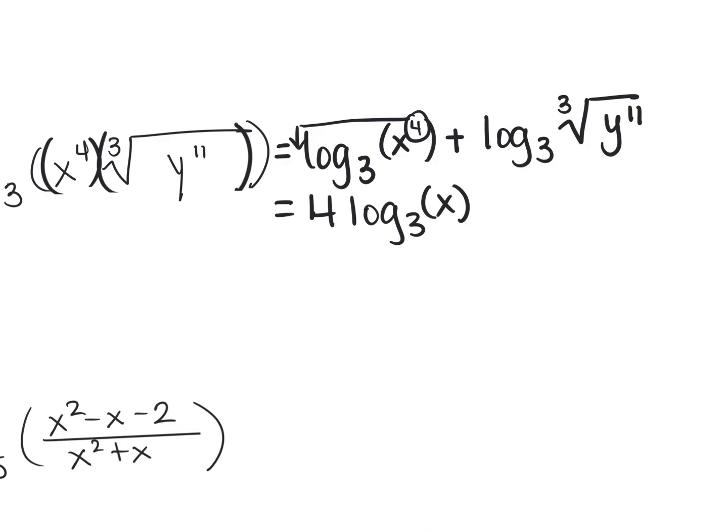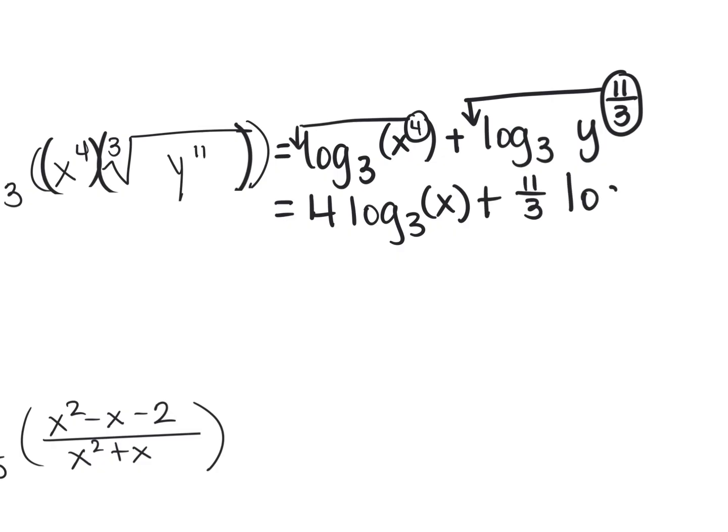Now, what I am going to do is with y to the 11th under the cube root, I'm going to change that into y to the 11/3 power. Y to the 11/3 power. And what that does is put this in a format that I can pull this forward. So this is 11/3, and then I still have log base 3 of y. And that is as expanded as that can be.